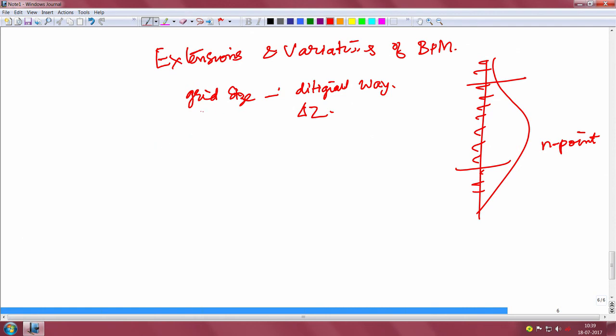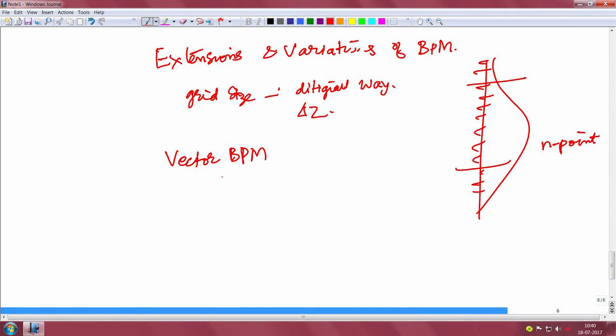The extensions of the BPM that have come in practice are various. Some of them are as follows. We have a vector BPM, where instead of considering the field as a scalar field, we can consider all the components of the field and get a system of differential equations and convert them into the beam propagation method.